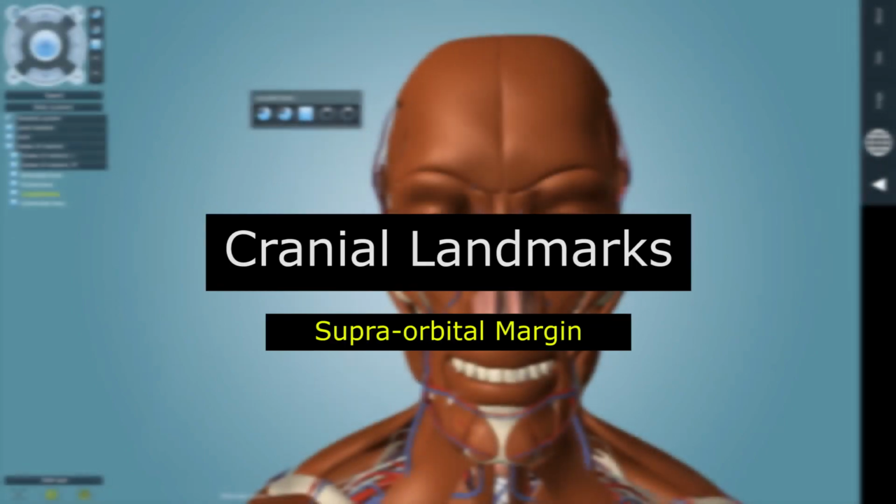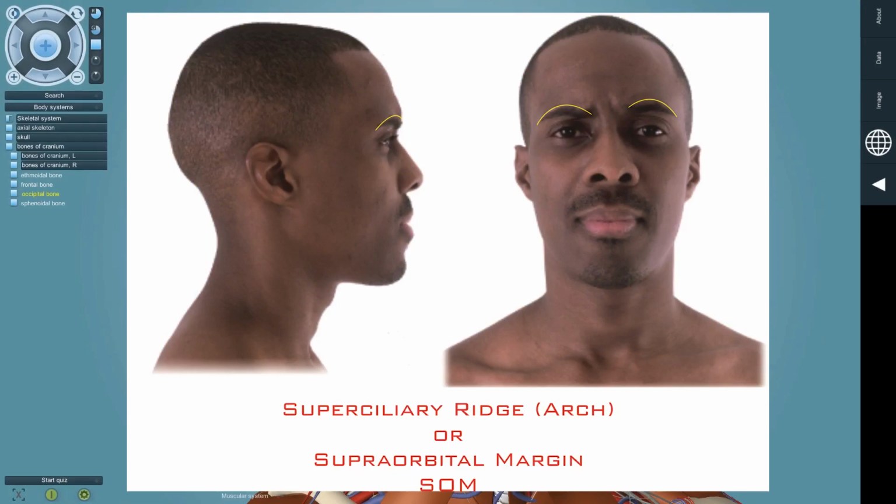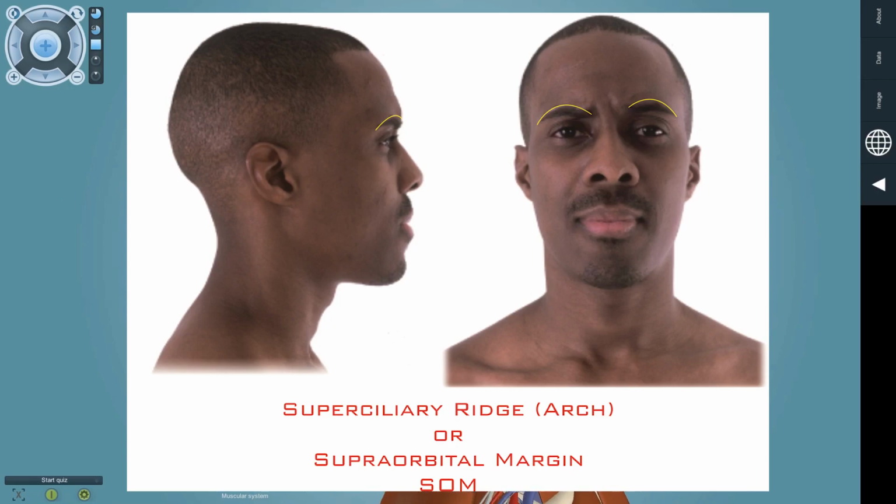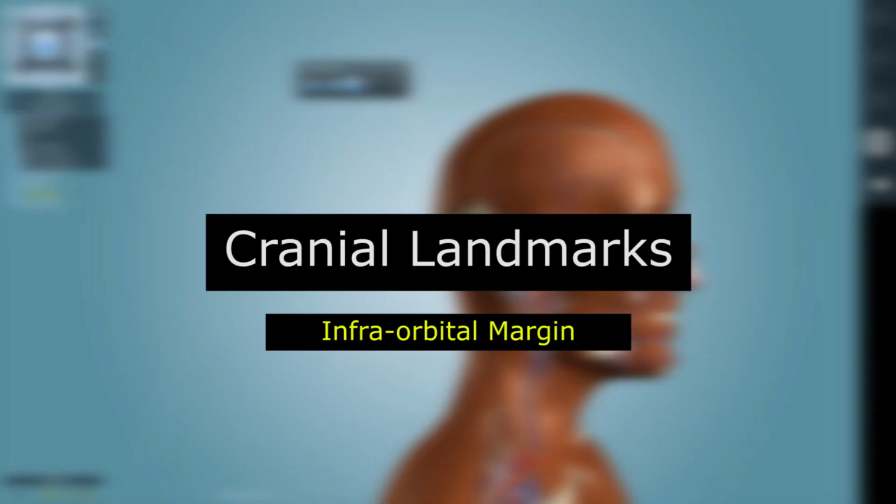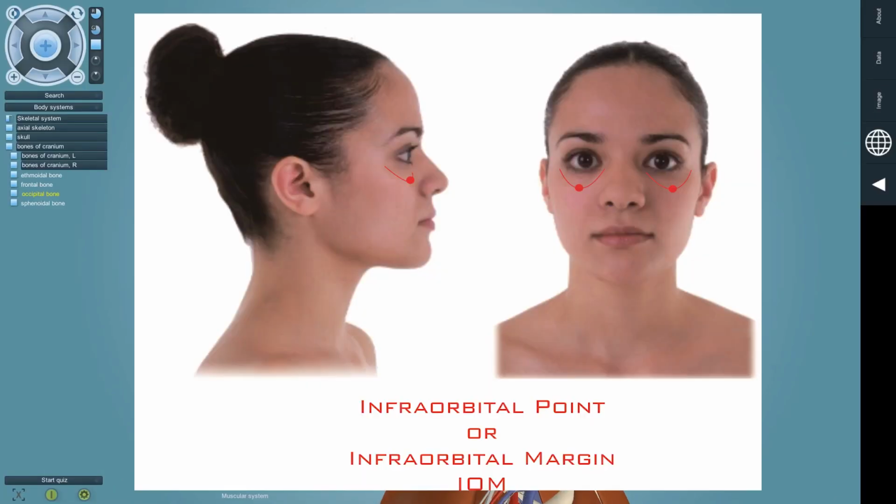Supraorbital margin. The superior rims of the bony orbit of the eye, also known as the superciliary ridge, that is the ridge or arch of bone extending across the forehead directly above each eye. Infraorbital margin. The inferior rim of the bony orbit of the eye, with the point being located at its lowest point. This point is used to determine an infraorbital line.